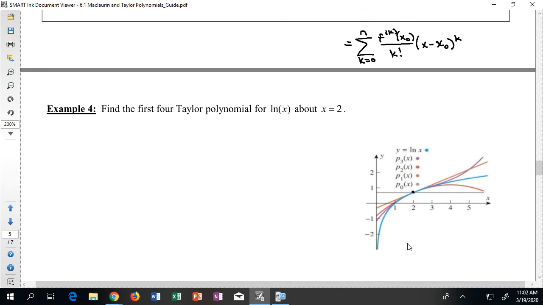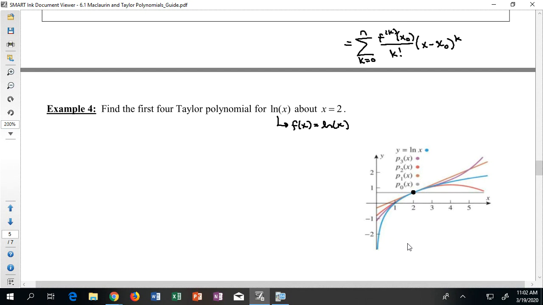And you can see here in the picture that at x equals 2, that's my starting point. That's where everything's connected. Okay, so let's take a look at how we would do this using the definition that we had up above. The first thing that I might note is that my function here is the natural log function.